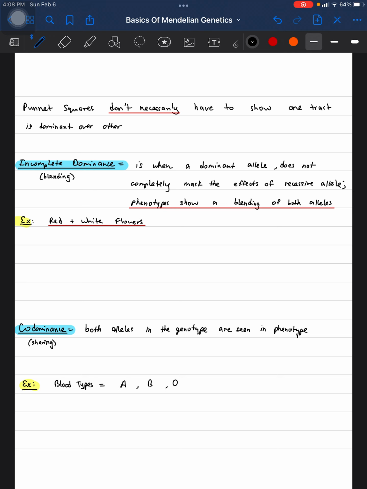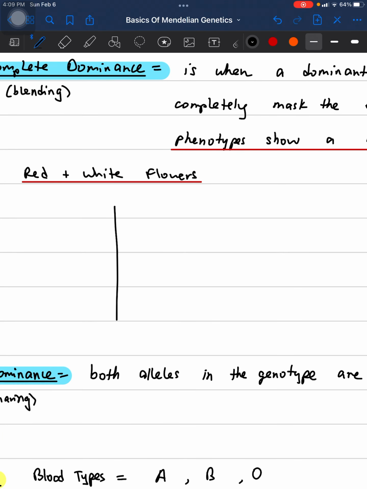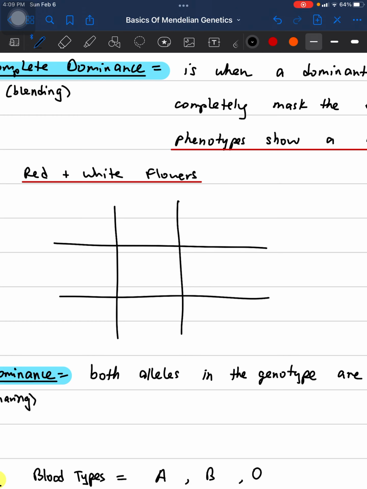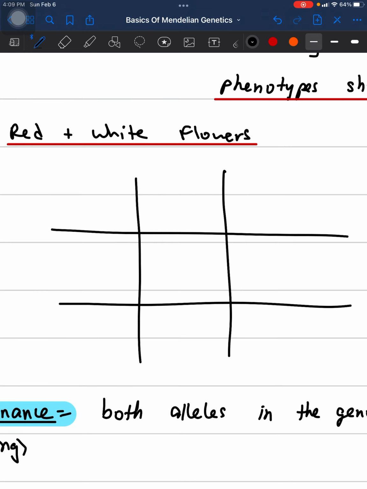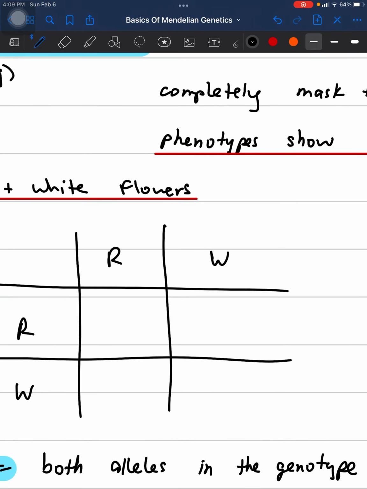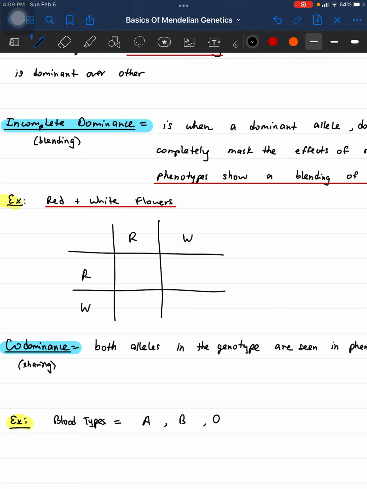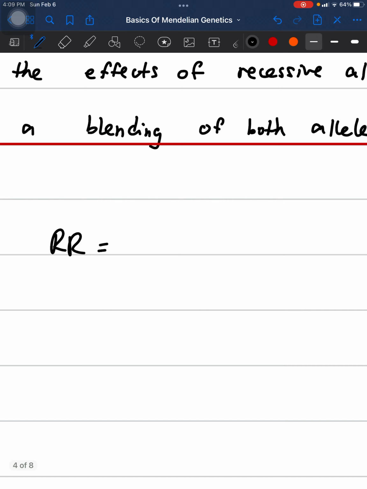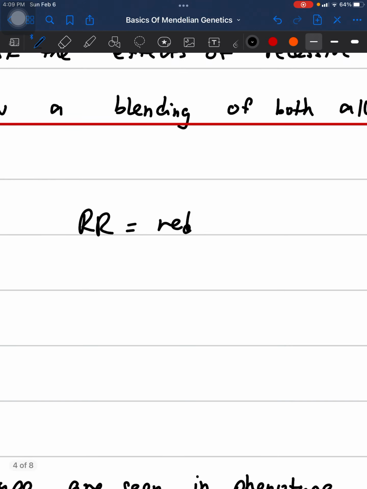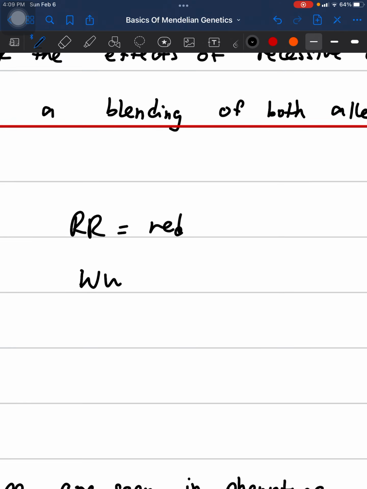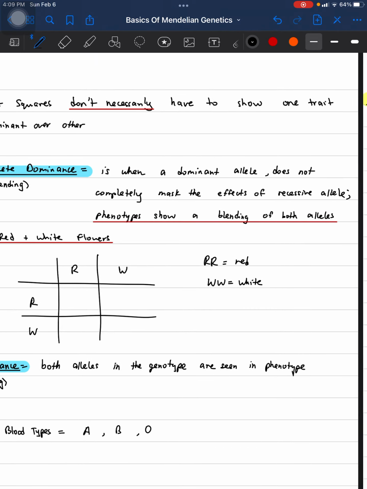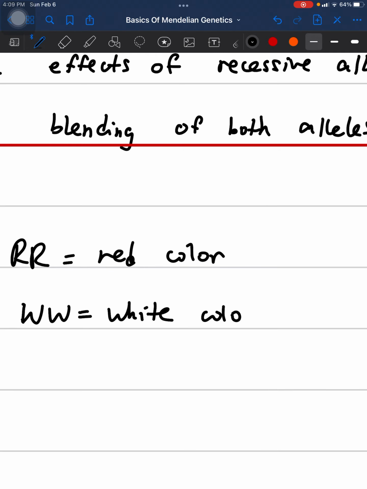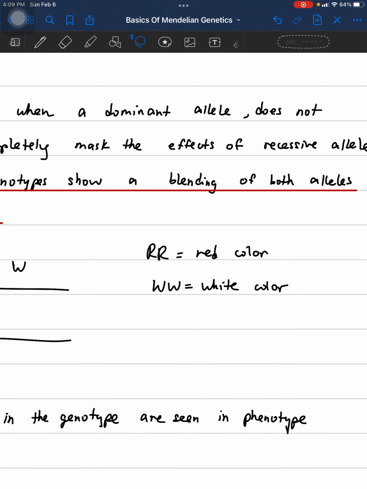A perfect example for this is red and white flowers, and the specific name of the flowers is snapdragons. They are found in red colors and white colors. But when they're reproduced, say we have heterozygous snapdragons, RR represents red colored snapdragons, and WW represents white colored snapdragons. So these are how they're usually found.